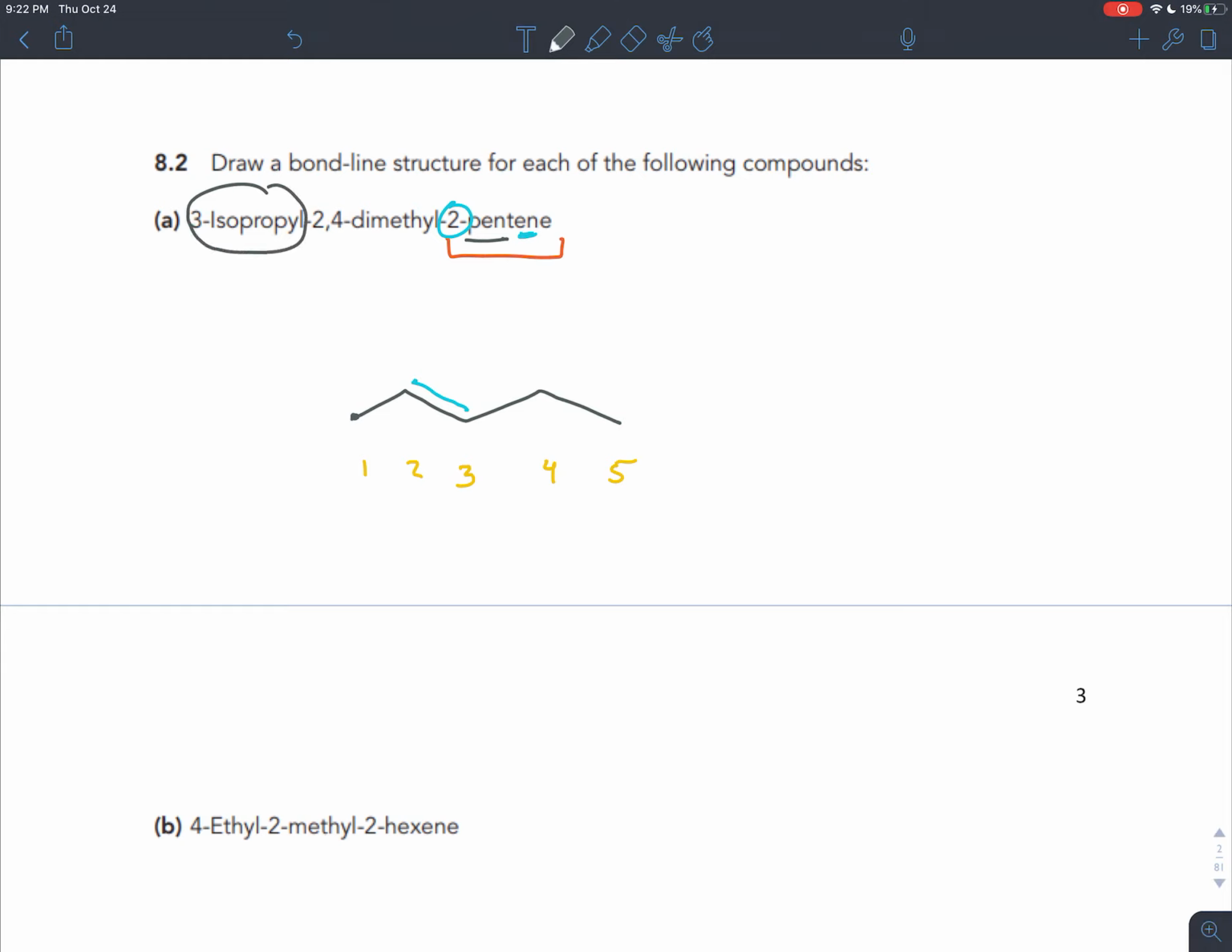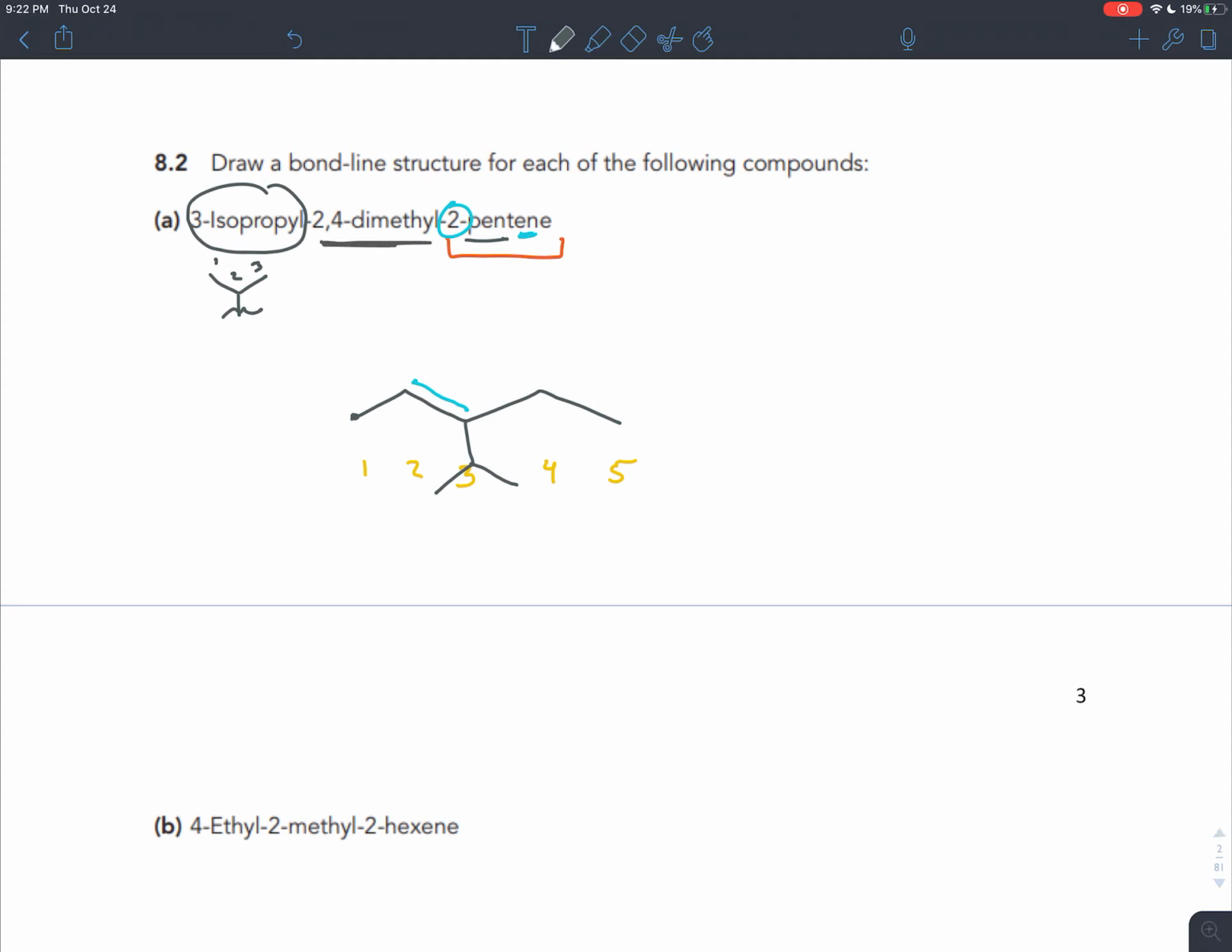Our first branch is an isopropyl branch. Remember, iso means you have that sort of snake's tongue, and prop, that means 1, 2, 3 carbons. So that's our total branch. That's going to be coming off of carbon number 3. So we have that snake's tongue with 3 carbons. Notice there's 3 carbons in that branch. So isopropyl. Okay, that's that branch.